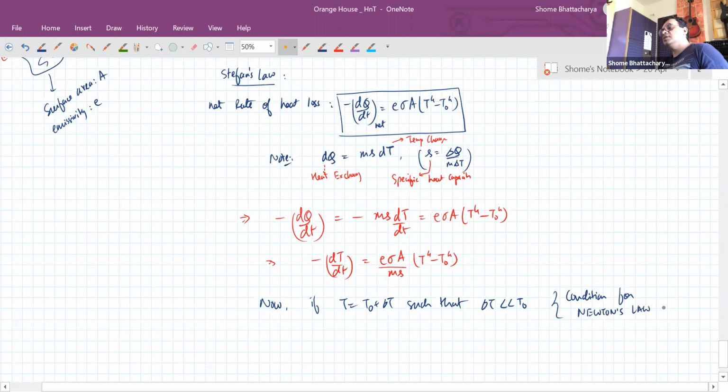So when we apply this condition, let's see what happens. Okay. So when we apply this condition, we can write T to the power 4 minus T naught to the power 4 as (T naught plus delta T) to the power 4 minus T naught to the power 4. And in this expression, we can take T naught to the power 4 common.